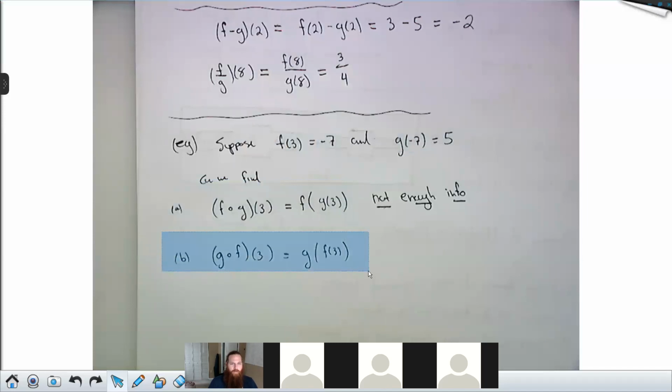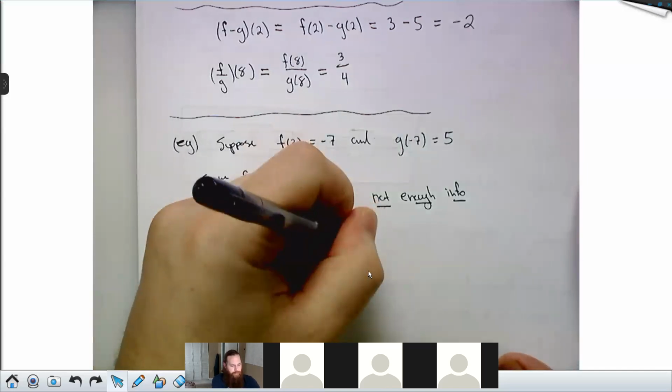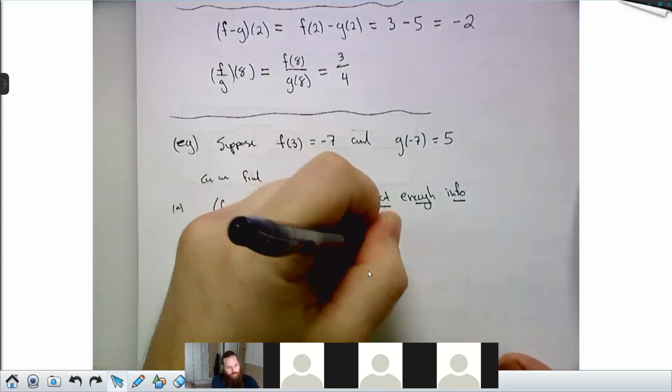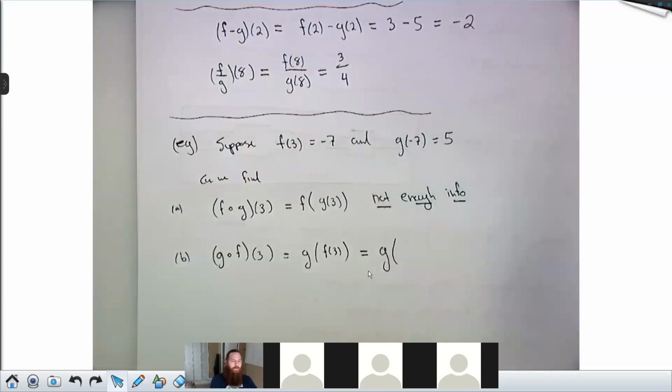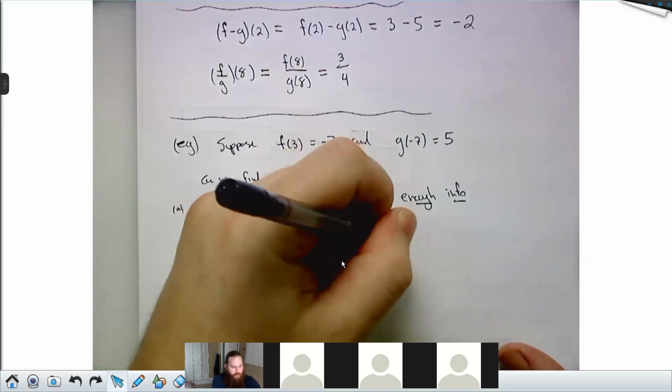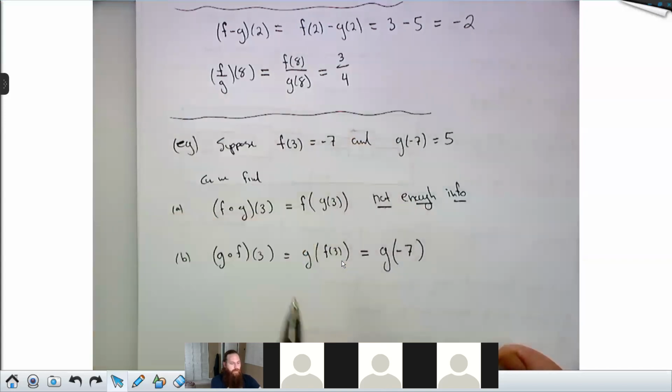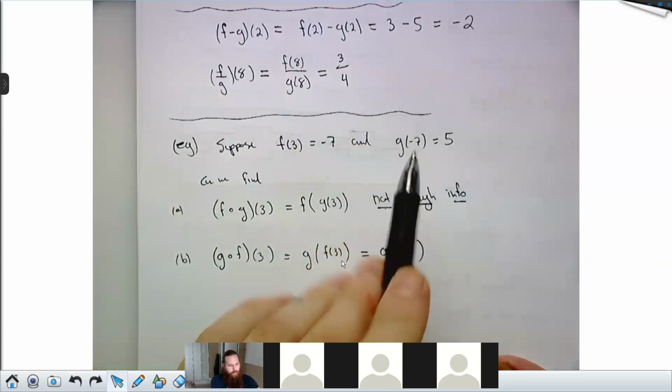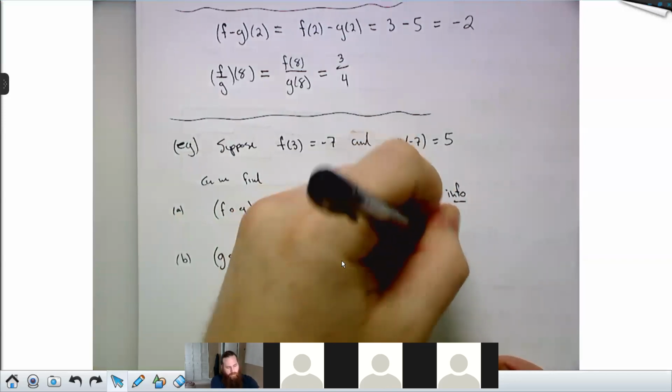What about this one? How would we get started here? Well, it's g of something. What is f of 3? -7. Yeah. So this thing is g of -7. You see, I just figured out what the inside is. I left the outside alone. And then g of -7, I was told that that's 5.